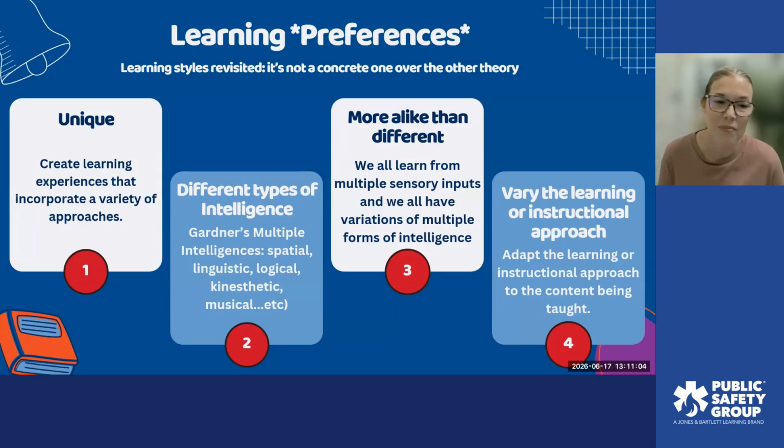in the classroom. At the core of it, despite being unique and having all of these differences in learning, we're so much more alike than we are different. We all actually do learn from multisensory input, and we all have multiple forms of intelligence that we can strengthen.